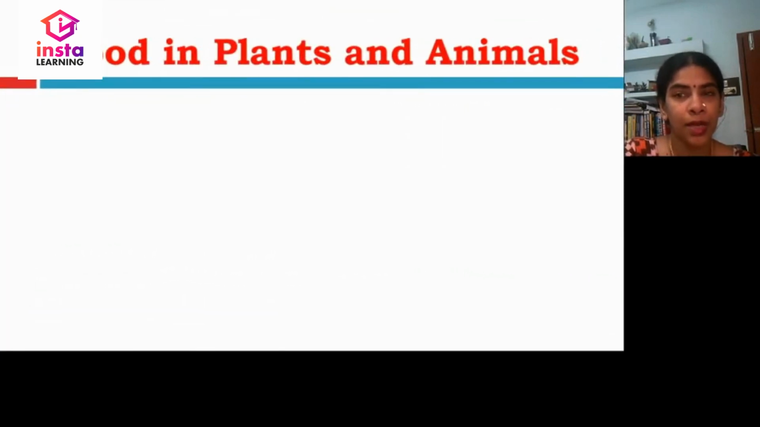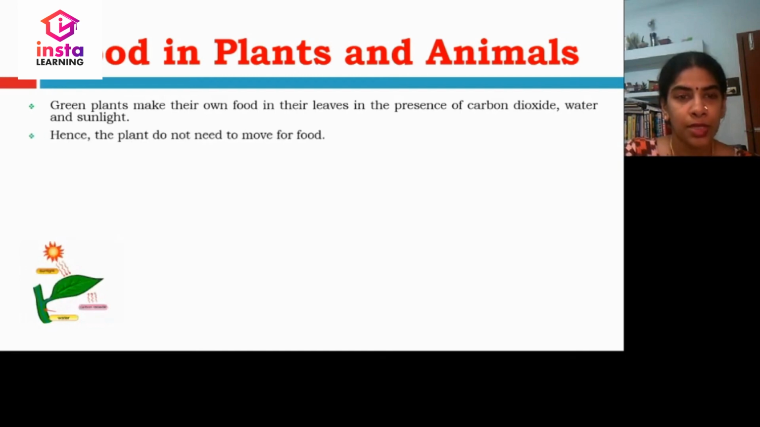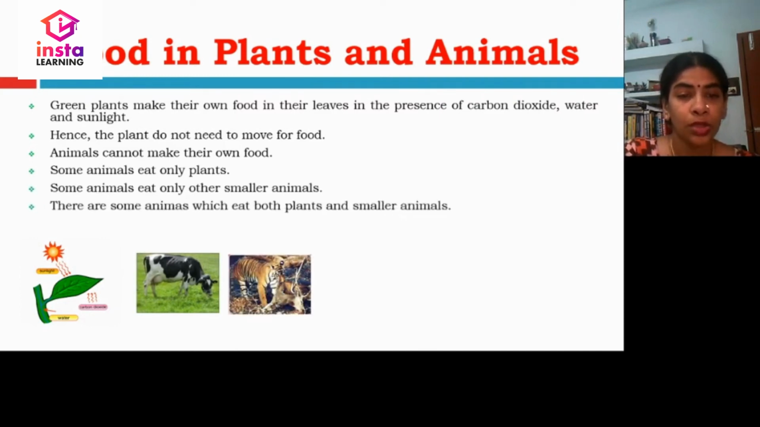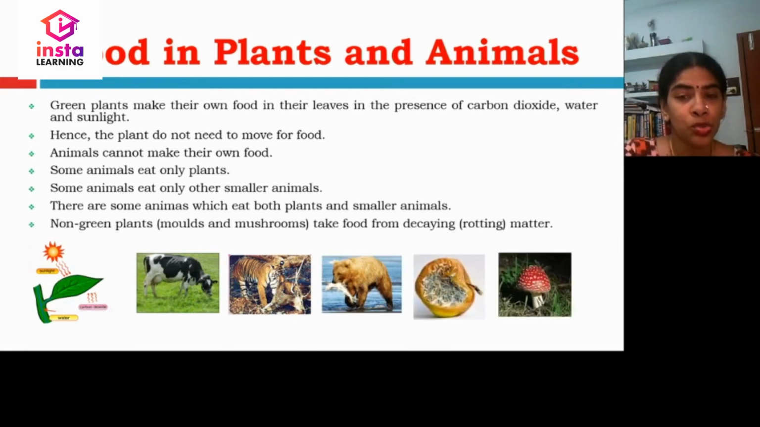Let us compare the food in plants and animals. Green plants make their own food in their leaves in the presence of carbon dioxide, water, and sunlight. Hence, the plants do not need to move for food. Animals cannot make their own food. Some animals eat only plants. Some animals eat only smaller animals. However, there are some animals which eat both plants and small animals. Non-green plants such as molds and mushrooms take food from decaying matter, that is, the rotting matter.